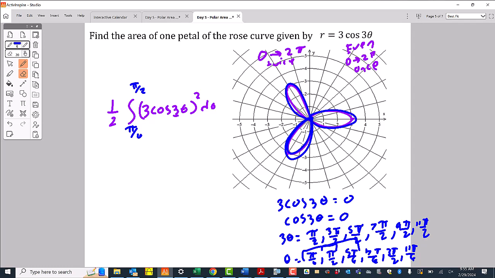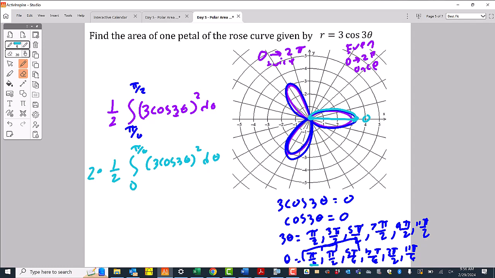We could even get more specific. We could say, okay, I'm smarter than this problem. This is half of a petal. We know where this starts: at 0. And then half of the petal would end at the very first 0 we find, which is pi over 6. So we would say 1/2 integral from 0 to pi over 6 of 3 cosine 3 theta, and since that's half the petal, we could just double it.